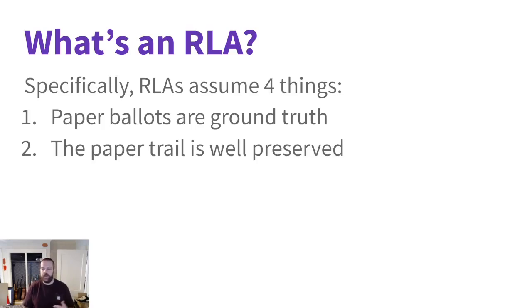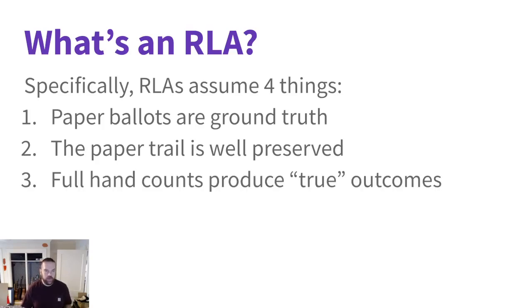So if the paper trail is corrupted in any way, an RLA can basically tell you nothing, right? If some ballots disappear or if they are altered after the fact, obviously we're breaking that link back to ground truth. So RLAs can't help you there. Thirdly, RLAs assume that were we to perform a full hand count of all of the paper records, that a true outcome would be produced, right?